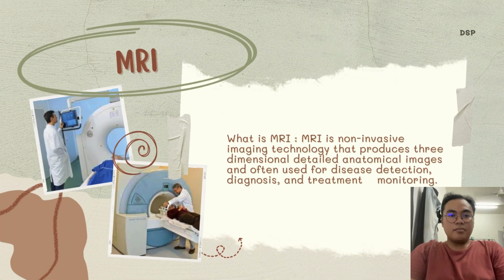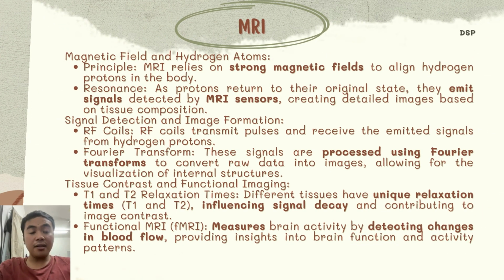For the second point, that is MRI. What is MRI? It is a non-invasive imaging technology that produces three-dimensional, detailed anatomical images and is often used for disease detection, diagnosis, and treatment monitoring. In MRI, there are a few theories behind it, like magnetic field, hydrogen atom, signal detection and image formation, and also tissue contrast and functional imaging.